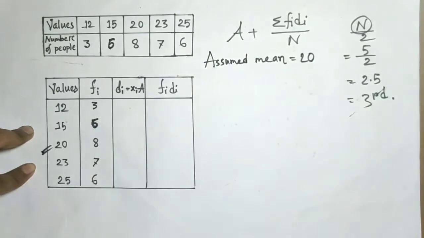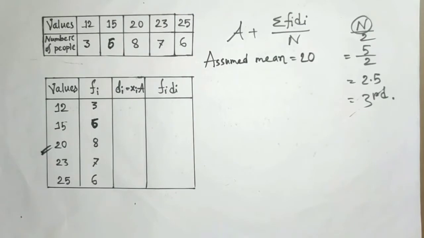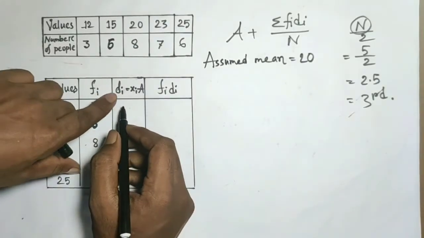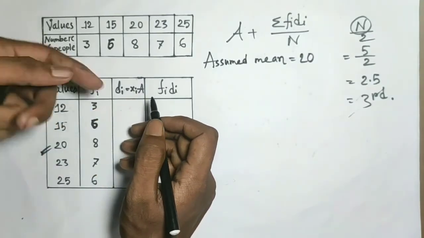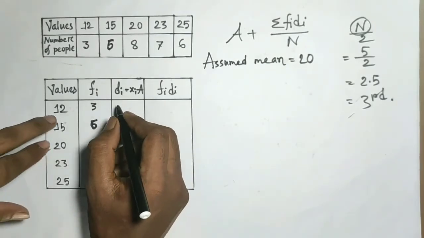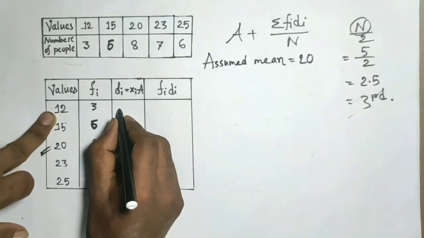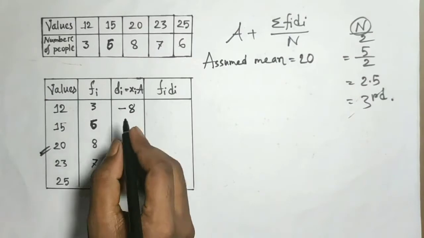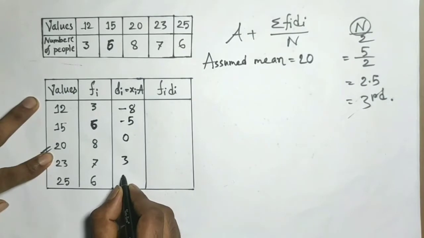is equal to 20, and the deviation for individuals can be measured by finding the difference between an individual value and the assumed mean. So here di is equal to xi minus A. It's good to show the formula in the heading of the frequency distribution table. Here the individual value is 12 and the assumed mean is 20. So 12 minus 20 is equal to minus 8. Doing this continuously, we'll get the results: minus 5, 0, 3 and 5.